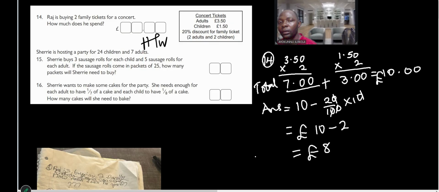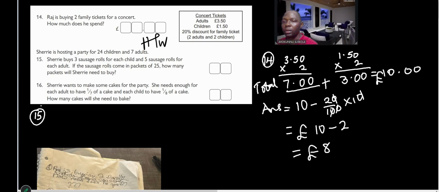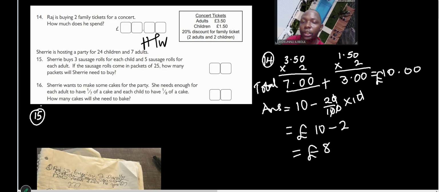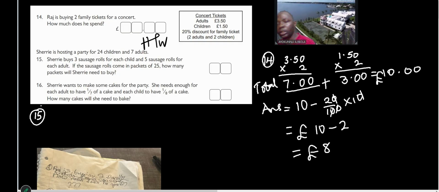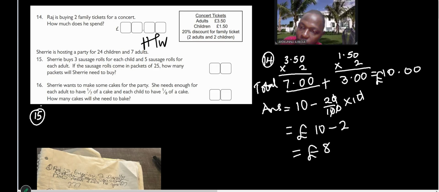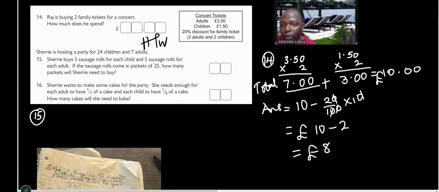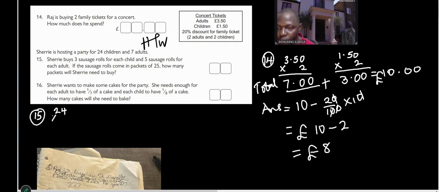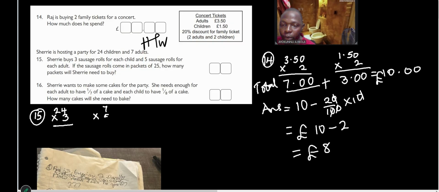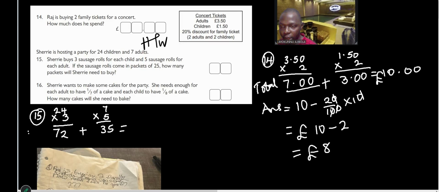Now number 15 says what? Sherry is hosting a party for 24 children and 7 adults. Sherry buys 3 sausage rolls for each child, 5 sausage rolls for each adult. The sausage rolls come in packs of 25. How many packets will Sherry need to buy? 24 children, that's 24 times what? 3. And 7 adults, that's 7 times what? 5. 24 times 3 is what? 72. What is the total that she needs? 72 plus this, that's 35. 107, right?